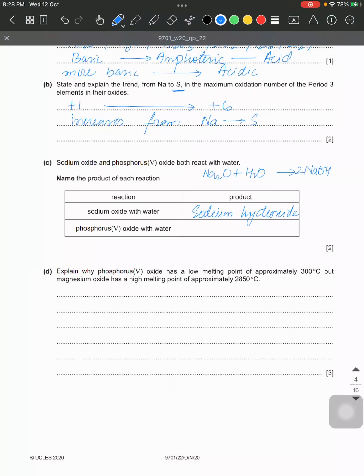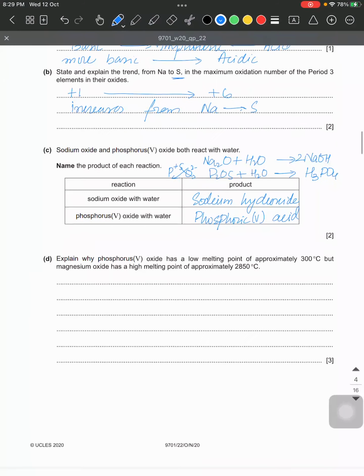Then we have phosphorus(V) oxide, right? Phosphorus(V) oxide means we have an oxidation state of +5 for phosphorus, and oxygen is 2-. So the formula between these two is P2O5. When P2O5 dissolves in water, it will form phosphoric acid, H3PO4. This is phosphoric(V) acid, right? The oxidation state of phosphorus should be +5 here.